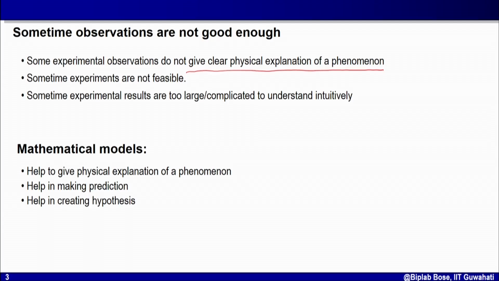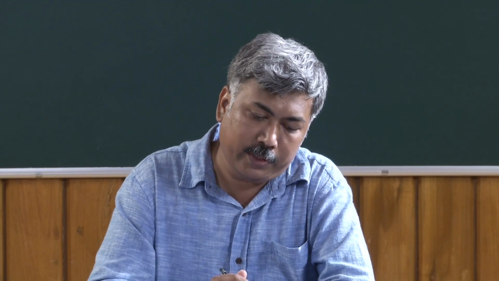So in essence, as I have written down here, mathematical models are nothing but complementation to your experimental observation. They may help you to give physical explanation to phenomena. A mathematical model may help you to make predictions. And most of the time, a mathematical model helps you to create a new hypothesis that you can go back in your bench and test by experiments.